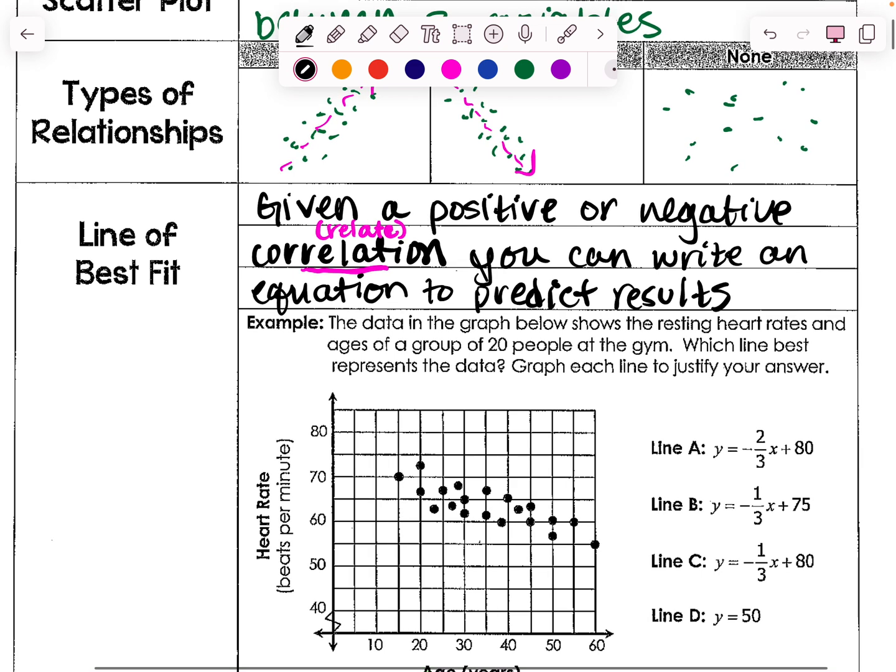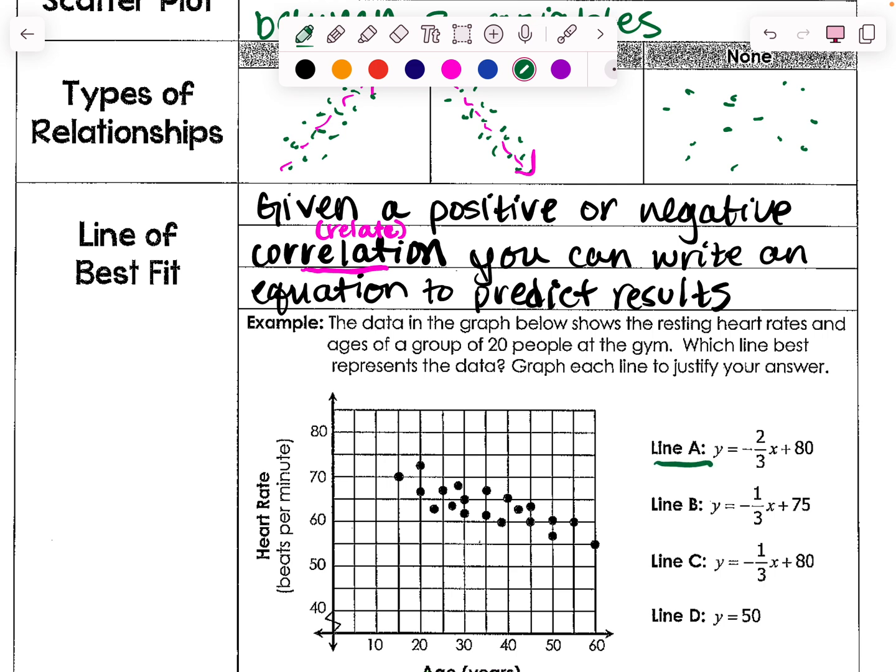All right, if you are someone that likes color, because we're going to draw 4 different lines, you may want to get out some different colors to do it, but we will label each line, so don't feel like you have to, okay? So the data in the graph below shows the resting heart rates and ages of a group of 20 people at the gym. Which line best represents the data? Graph each line to justify your answer. So I'm going to take the line. So the first is line A. I am going to graph this line.